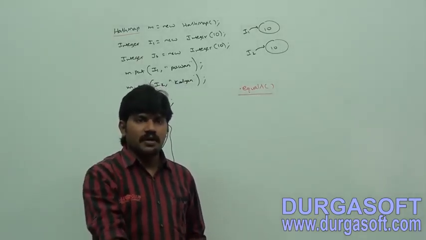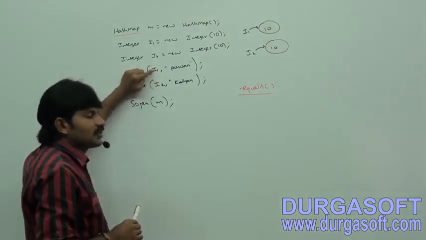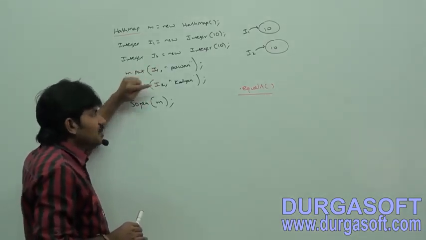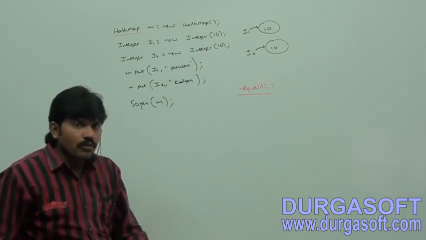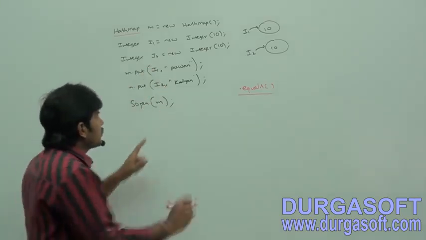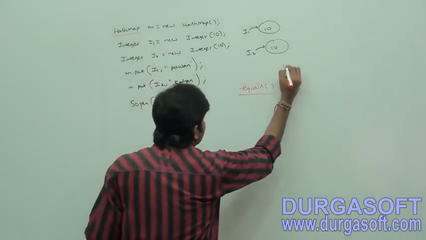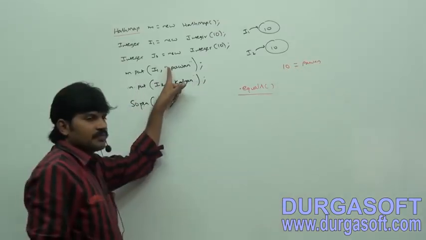Boss, is this key already there or not? Suppose I2 dot equals of I1, or I1 dot equals of I2, returns true or false? True. That's why duplicate keys are not allowed. So first, 10 is equal to Pawan is added.